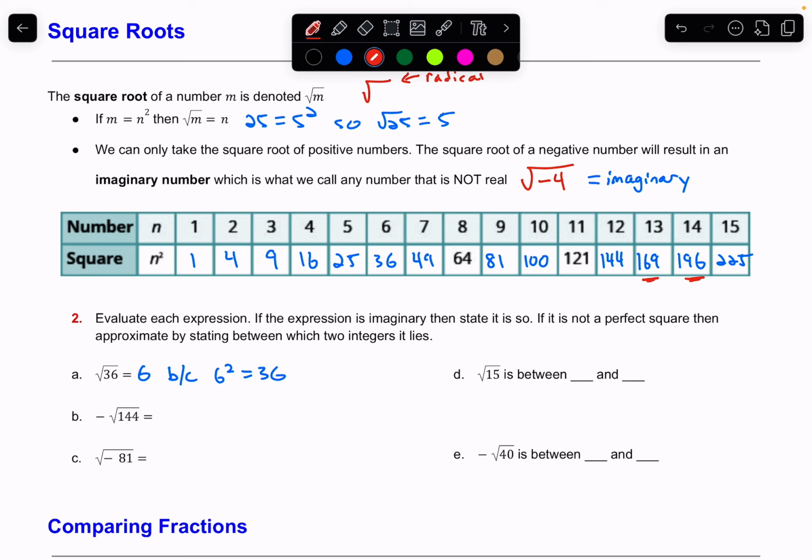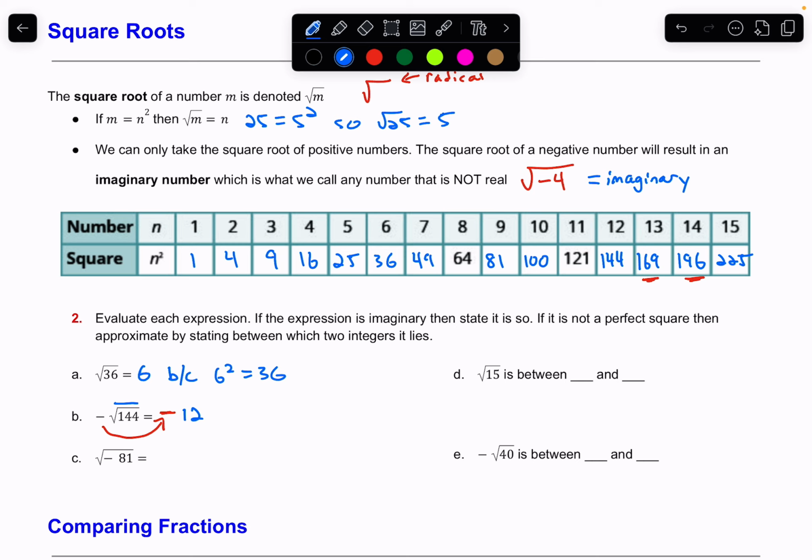Next one, part B. This negative sign is out in front, so I'm going to leave it there. Then square root of 144: if we look at our chart again, 144 is right here. The square root of it is 12, because 12 squared equals 144. So I'm going to say that we have a 12 here, and that negative sign in front, so altogether we have -12. Part C. We have square root of -81.